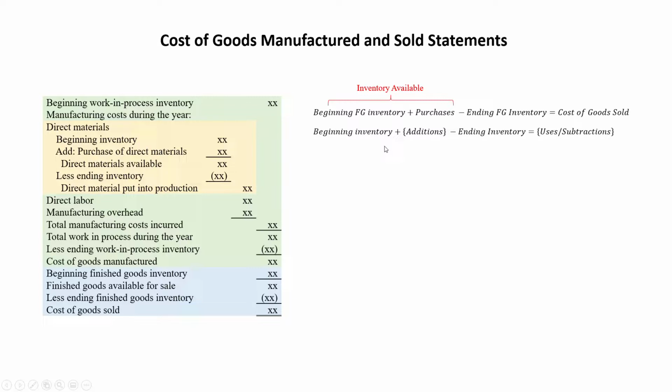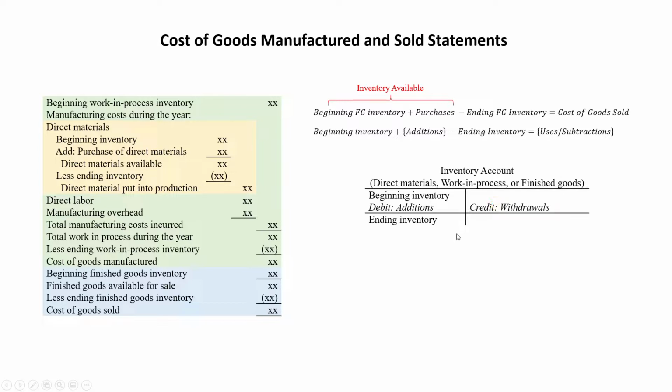Instead of calling it beginning finished goods inventory, let's just call it beginning inventory. Instead of calling it purchases, because not all of those three categories of inventory relate to purchases, let's just call it additions. Instead of ending finished goods inventory, ending inventory. And again, instead of cost of goods sold, which was just simply a withdrawal to finished goods and being sold, let's just generalize it to withdrawals, uses, subtractions. Okay, I promise this will make sense as we go along.